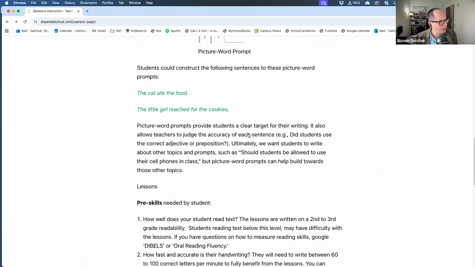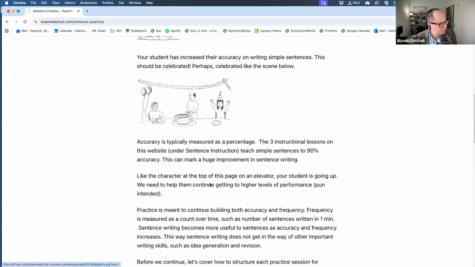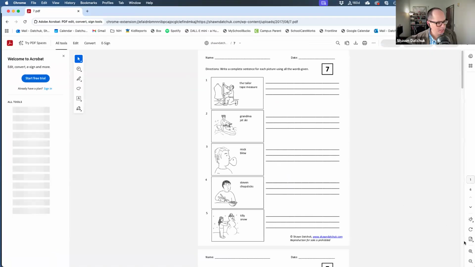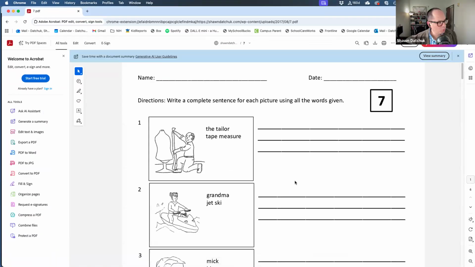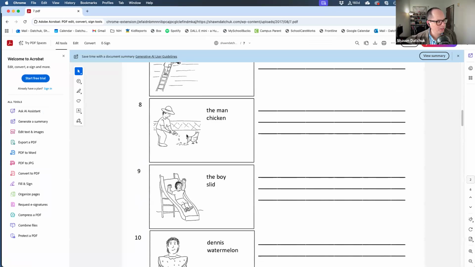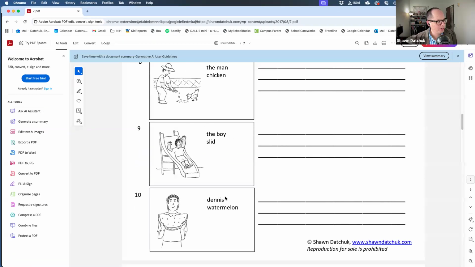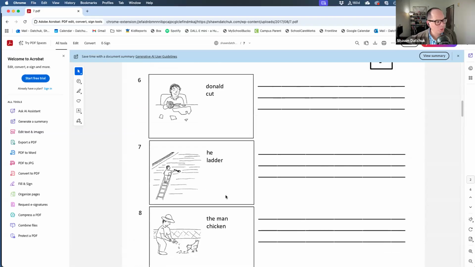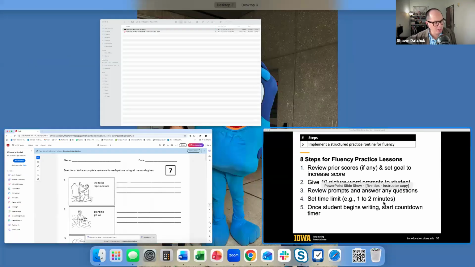So my website up here has 15 different sets. Let me just pick out lucky number 7, let's say. And here's 10 picture word prompts, starting with number 1, the Taylor tape measure, grandma jet ski. Shout out to all the grandmas who jet ski out there. So this is the numbers 1 through 10. So we would give students 10 picture word prompts.